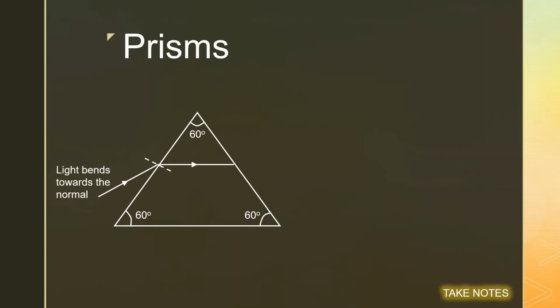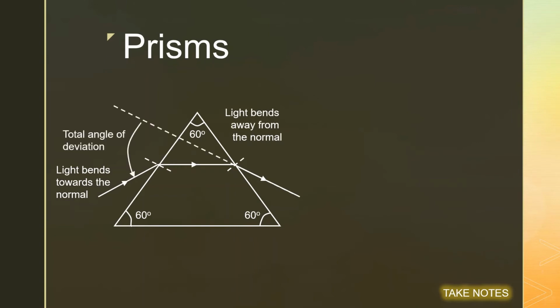So we're going to come out there. The light bends towards the normal. Now, when we leave, again, if I put the normal in again, this time we're going to bend away from the normal. So actually, what we're going to end up with is a very large angle of deviation. So with the rectangular glass block, we ended up with our incident ray and our emerging ray being parallel, whereas here we've actually ended up with a very large angle of deviation.